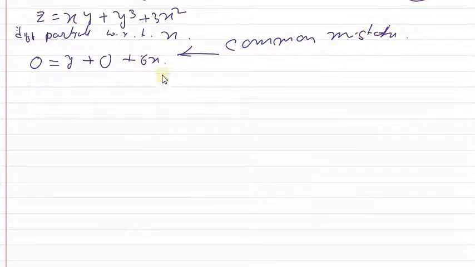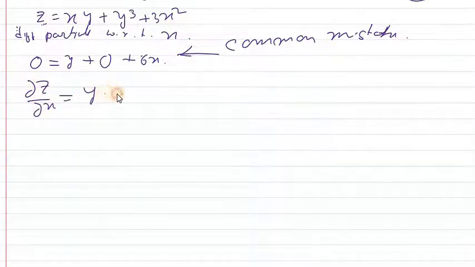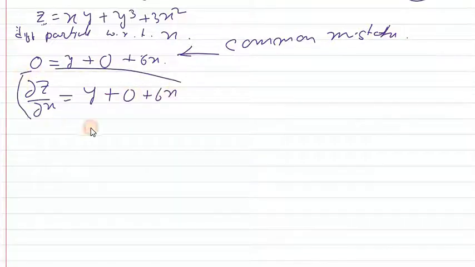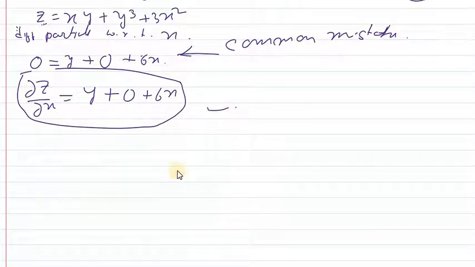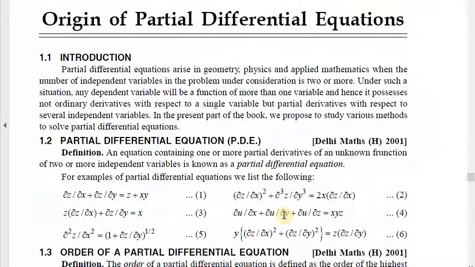This should not be there because inside z you have both x and y. Therefore, this is not equal to 0. This will be del z by del x, so this is the correct statement. With this, I think I am ready to continue with the partial differential equation, because now you already know what a dependent and independent variable is, so we can start with partial differential equation.